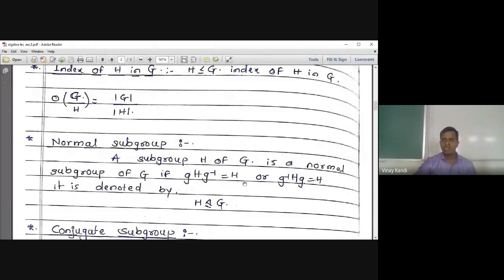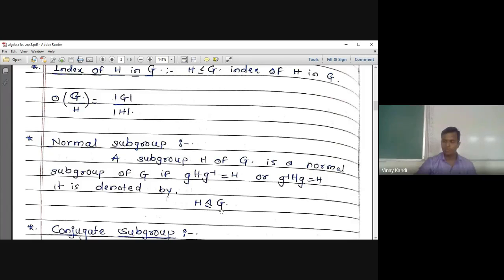Hence all the right cosets and left cosets are equal. It means g commutes with every element of H, for all g belongs to G. For an abelian group, a subgroup of an abelian group is also abelian. Hence, H must be abelian. Okay. So every subgroup of G is a normal subgroup of G. This is one more remark: every subgroup of an abelian group G is a normal subgroup.